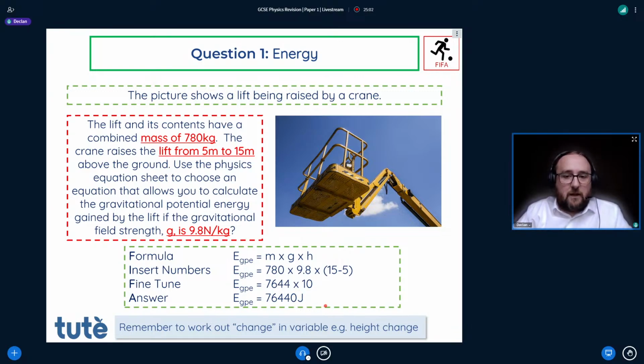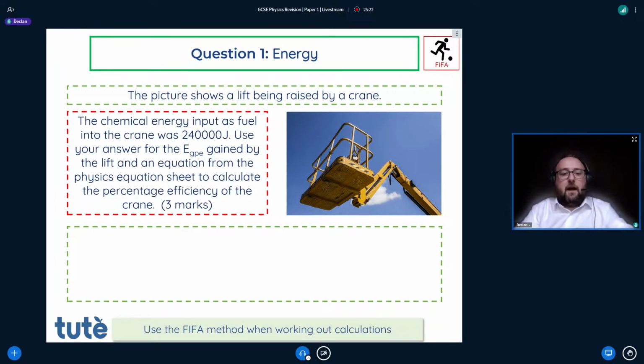People love to see units. So 76,440 joules. And that would get us full marks for that question. So remember to use that FIFA method whenever you see a maths calculation question in physics or in science or anywhere. It clearly sets out the working.